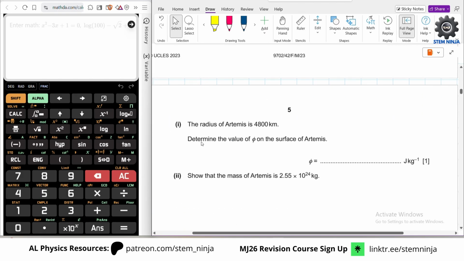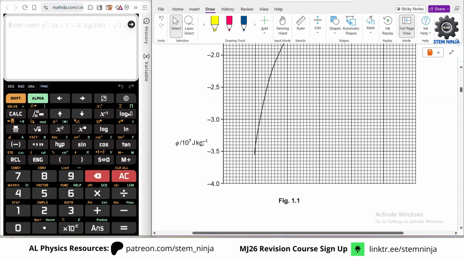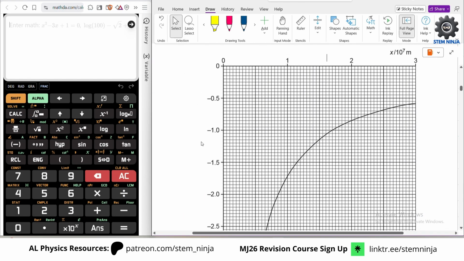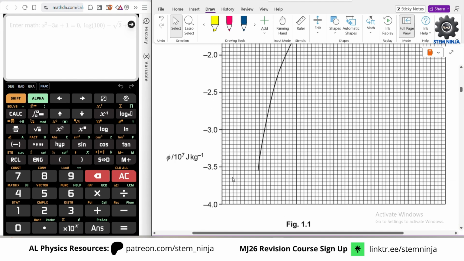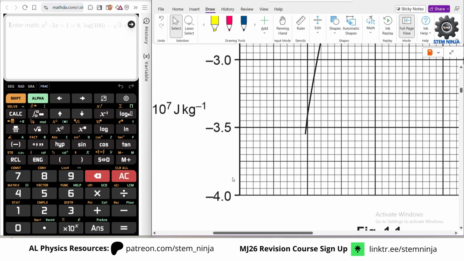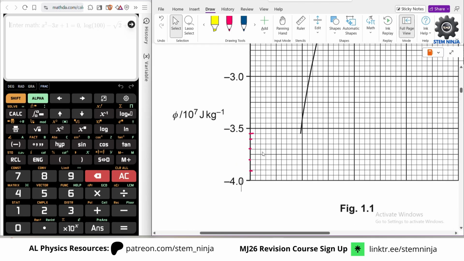The radius of the Artemis is 4,800 kilometers. Determine the value of phi on the surface of the Artemis. So it just means that we need to see what's the gravitational potential at the surface. So we look at over here. So this is right over here. So this is 3.55. So 3.6, 3.7, 3.8, 3.9. This is minus 3.55 times 10 raised to power 7.